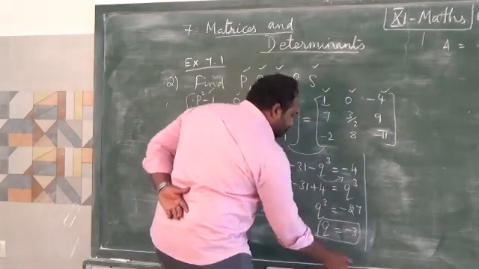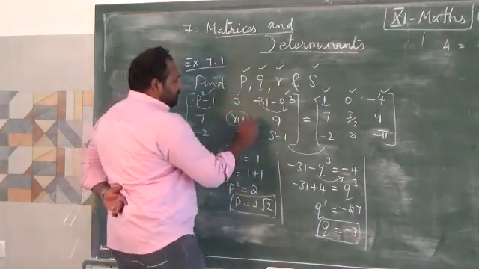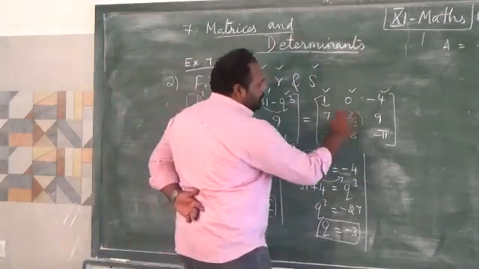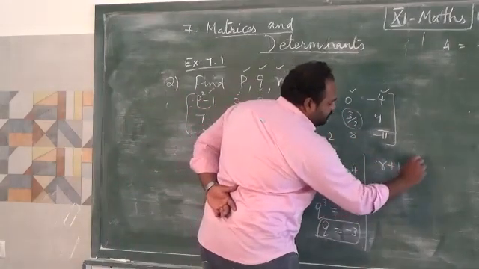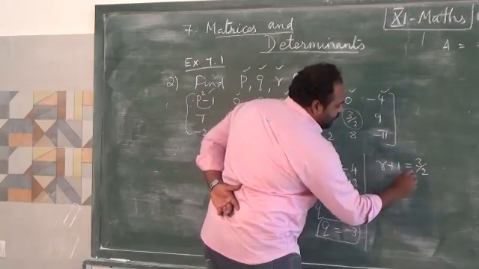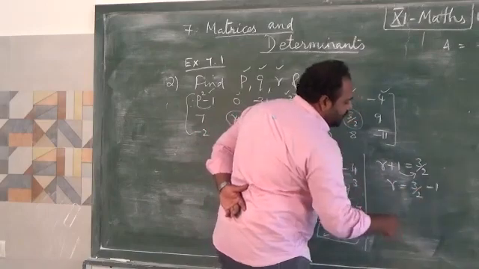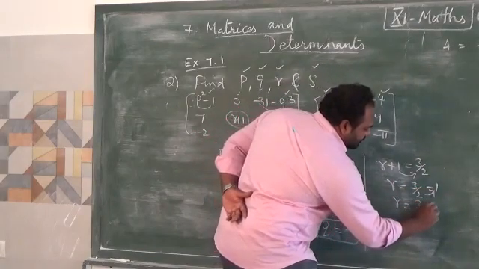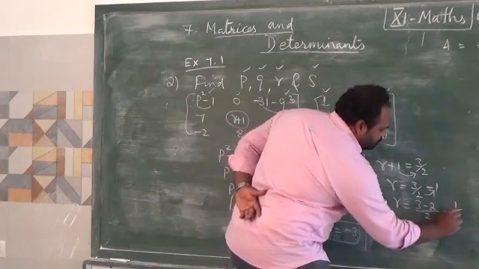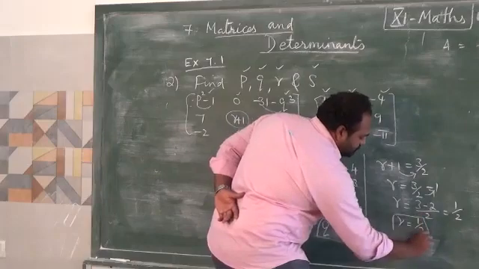Next, R. Where is R? Here I am going to equate R plus 1 equal to 3 by 2. R plus 1 equals 3 by 2. Carry this 1 to the other side, R equals 3 by 2 minus 1. Cross multiply, R equals 3 minus 2 by 2, which is 1 by 2. So R is equal to 1 by 2.